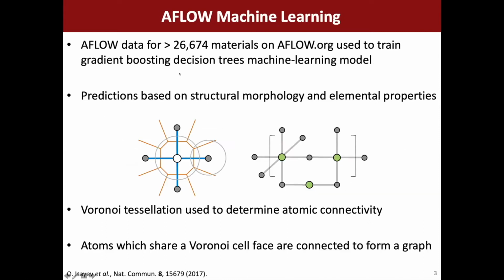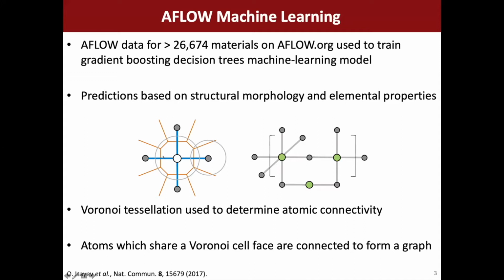We took the data for about 26,000 materials that are on aflow.org. So this was to train electronic properties. And we have about another 3,000 to train thermomechanical properties. And we use this to train a gradient boosting decision trees machine learning model. The predictions for this model are based on structural morphology and on elemental properties.